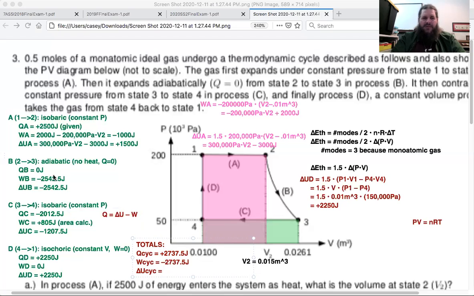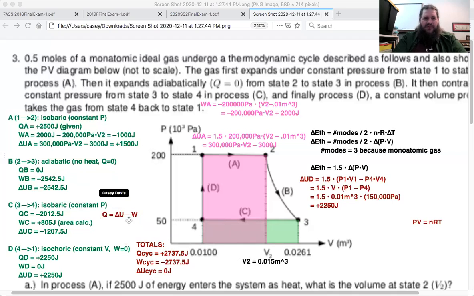As one final check, we can add up all these delta U's around the whole cycle. So 1500 plus negative 2542.5 plus negative 1207.5 plus 2250. And yeah, those add up to exactly 0. And in practice, sometimes you'll end up with a small difference from 0 because of a rounding error. But if everything's exact, then it should add up to exactly 0.